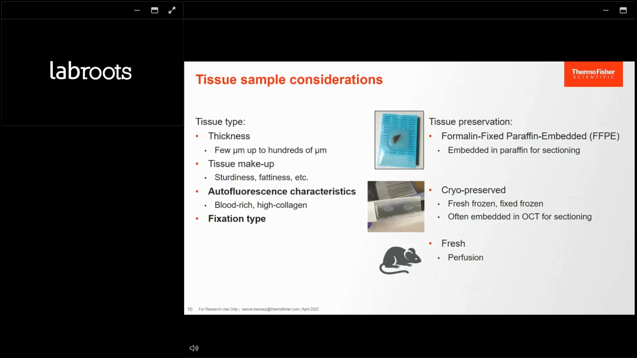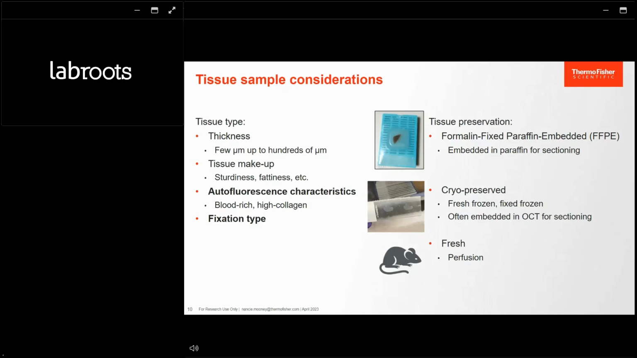Something we'll consider more later, but I would like to mention now as well, is the autofluorescence characteristics of your various tissues. Blood-rich or collagen-rich tissues, or really anything with a lot of repeating structures, can have very strong autofluorescence characteristics. So if you're considering a fluorescent detection modality, you should consider some kind of autofluorescence quenching. We will also be talking about tissue fixation type in an upcoming slide.